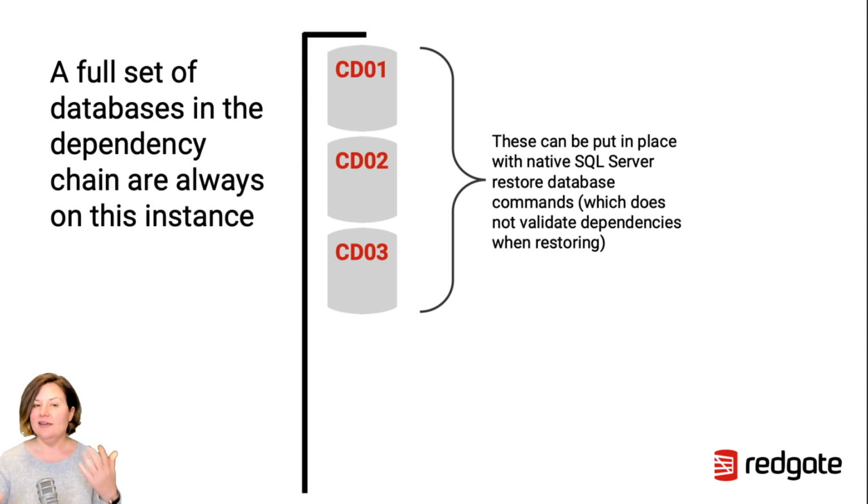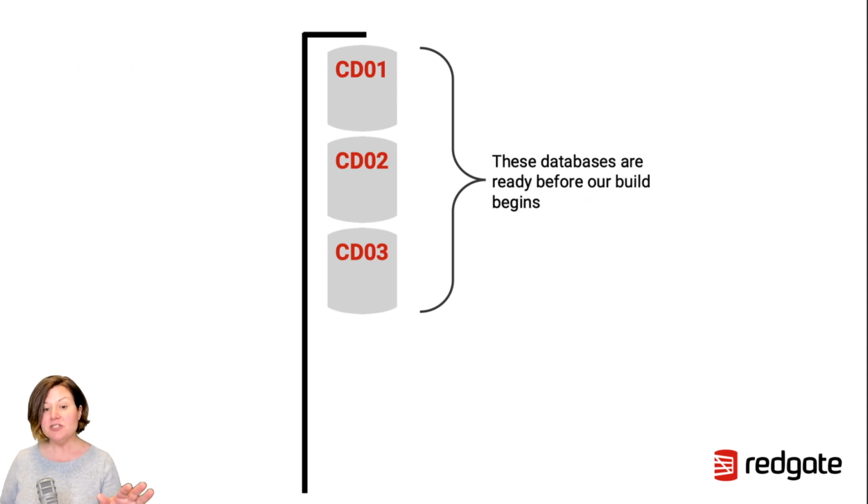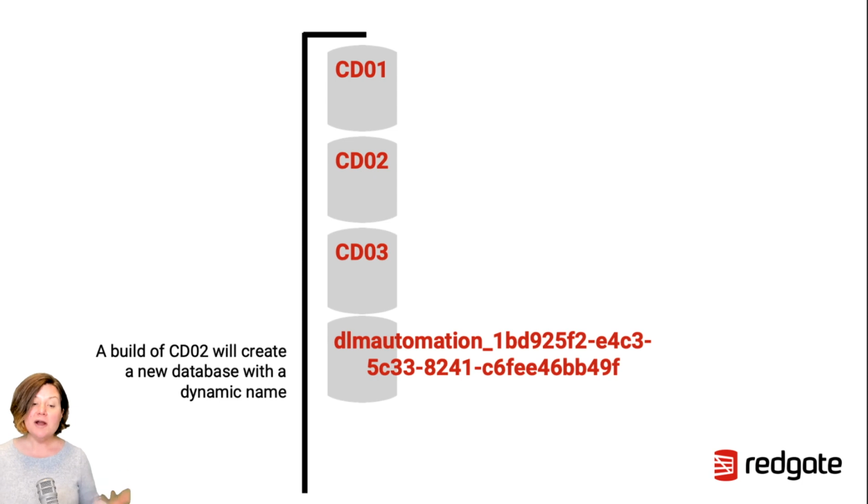Because unless we've done something like use synonyms to help make our cross-database dependencies easier, the database names are hard-coded into those cross-database dependencies. So as long as I'm keeping these databases here, when my build starts up, my build says, oh, okay, we're not going to touch these. We are building with a dynamic name. So these databases are ready before our build begins. And what our build does, because I left that database name blank, is create a new database to build in, and it gives it a dynamic name.